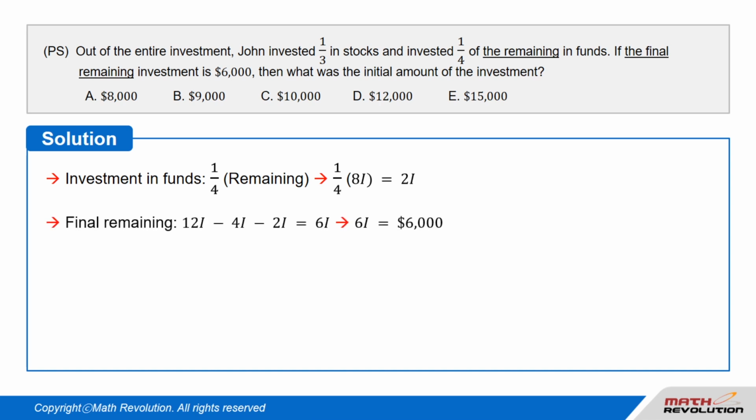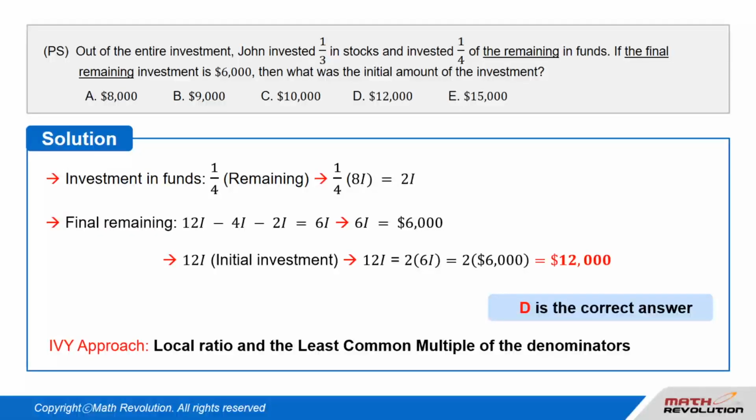The final remaining after the two investments is 12 times I minus 4 times I minus 2 times I equal to 6 times I, which equals $6,000. So if 6 times I equals $6,000, the initial investment, 12 times I, will be 2 times 6 times I, equal to 2 times $6,000. That equals $12,000. So D is the correct answer.